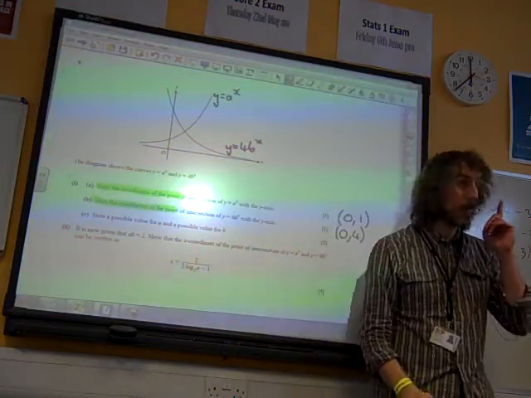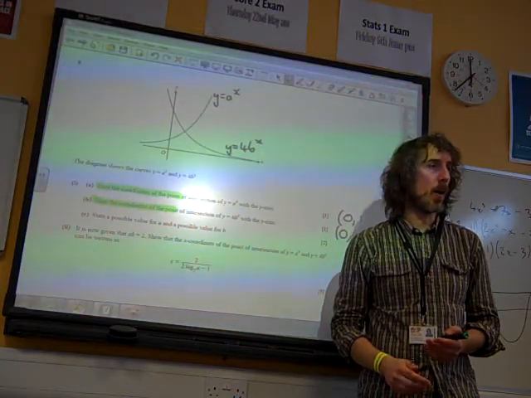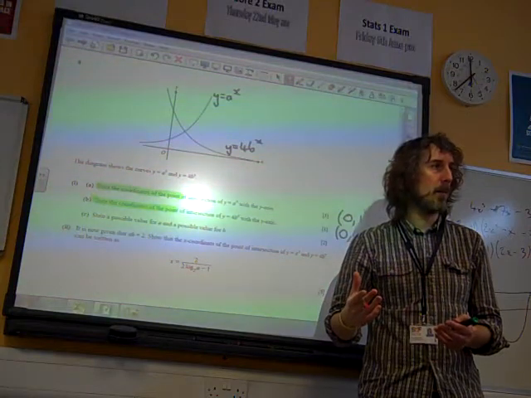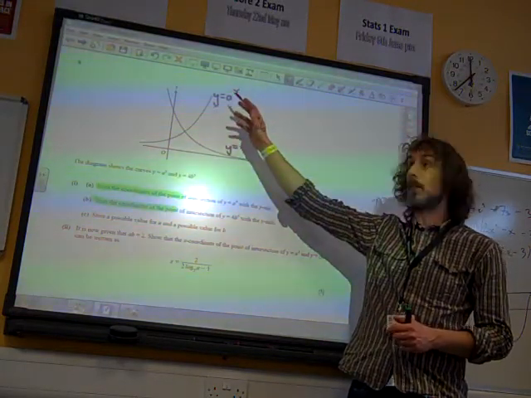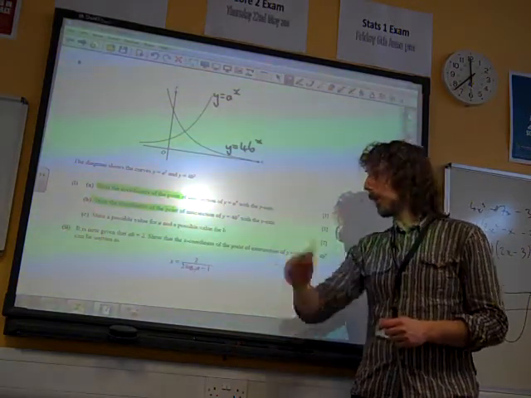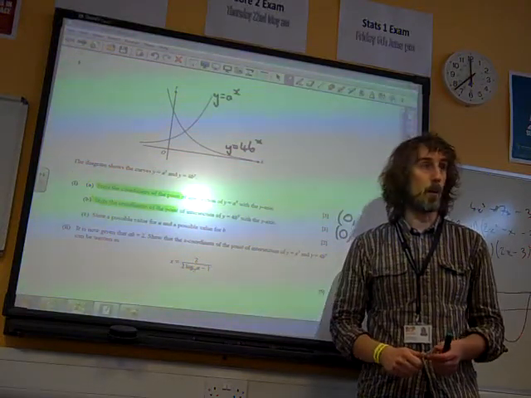Now, a to the x, that's the normal kind of shape that we recognise, isn't it? On your poster you've got y equals 2 to the x and 3 to the x. And so we know that if a is a positive number greater than 1, then that's the shape of the graph. State a possible value for a, that's just give a number greater than 1.